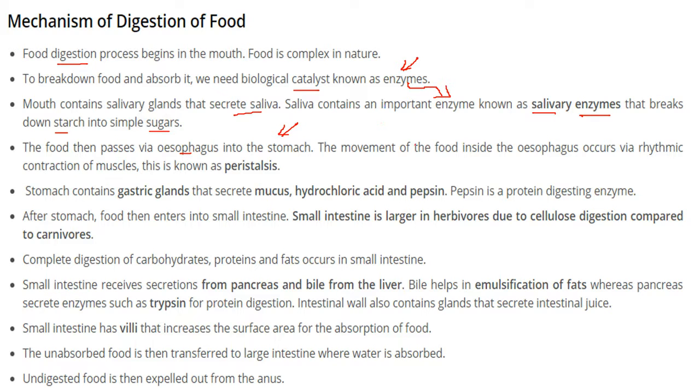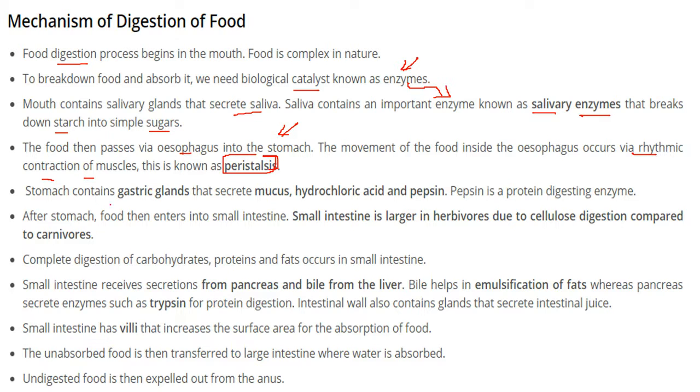The movement, how does this movement happen? We are not doing actual work there, and this is all happening because of the rhythmic contraction of muscles, and this is known as peristalsis. This is the rhythmic contraction of muscles inside our esophagus, inside our intestine, etc.